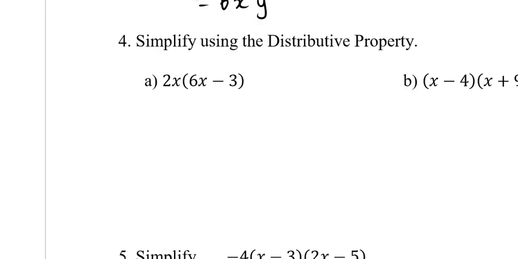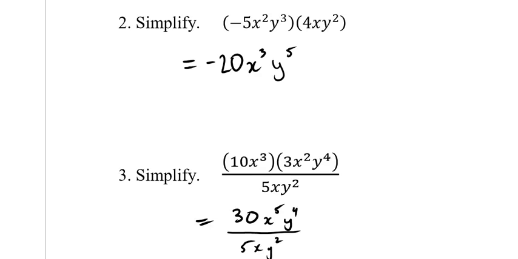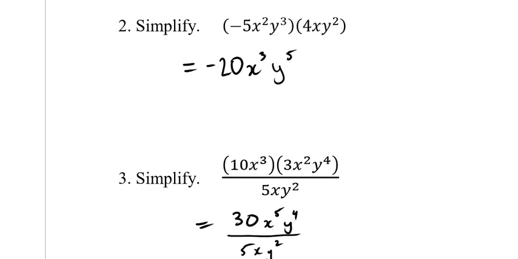Getting on to the good stuff. Distributive property. This is more where we see this kind of math. And you have to know how to multiply 2x times 6x. So what is that going to be? Very nice. Stop there. 12x squared. 2 times 6 is 12. X times x is x squared. We've done a lot of that. That's pretty familiar.